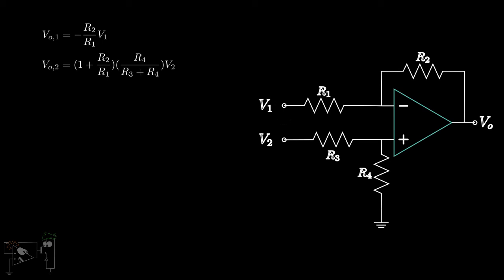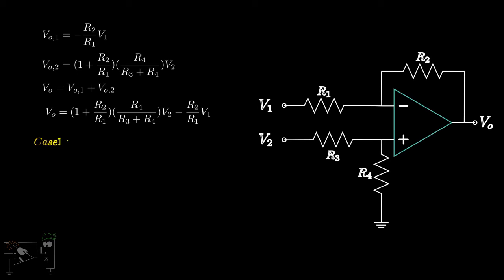Adding the individual contributions due to V1 and V2, we get the following equation. As you can see, V1 is being subtracted from V2 in a weighted manner along with a gain. To achieve pure subtraction, all we need to do is choose the values of resistors such that R2 upon R1 is equal to R4 upon R3.